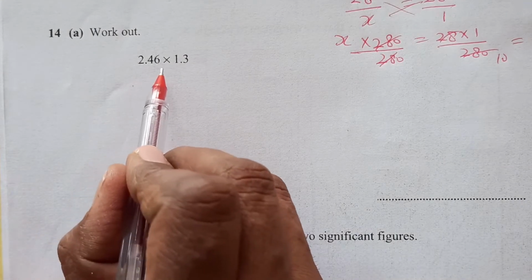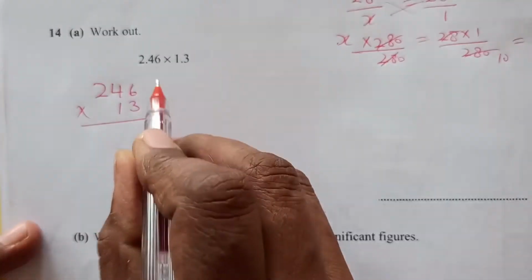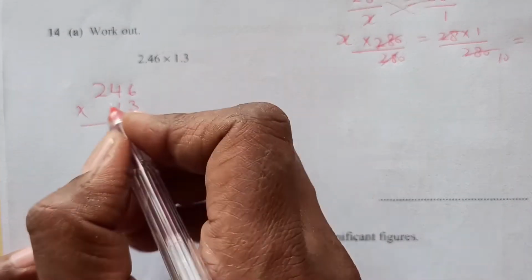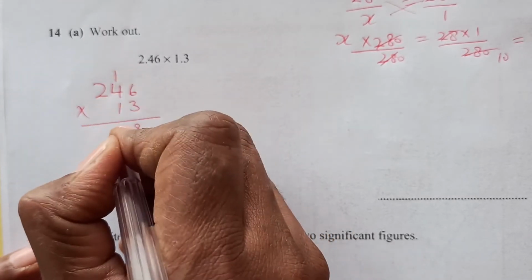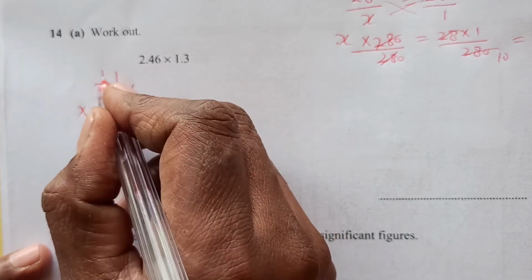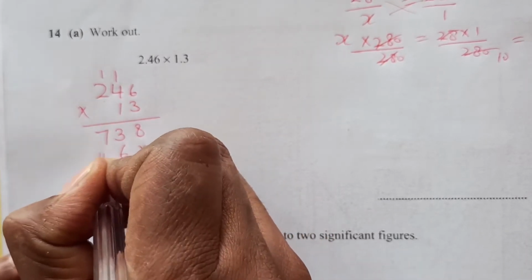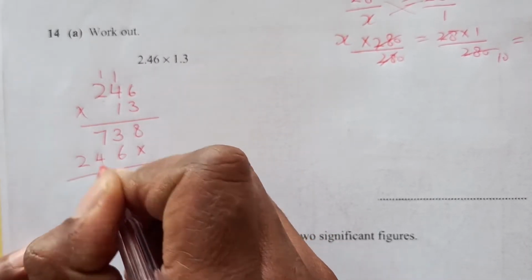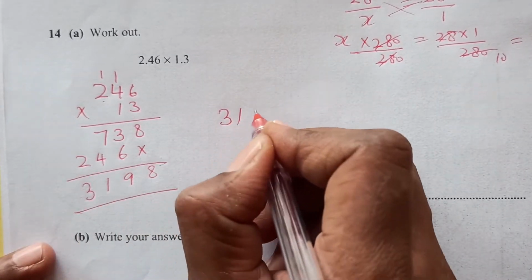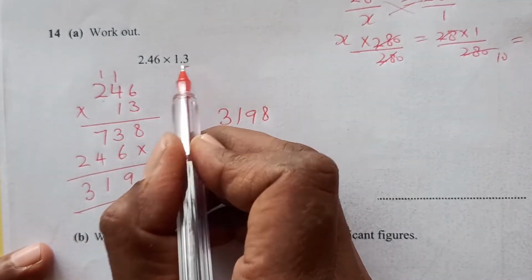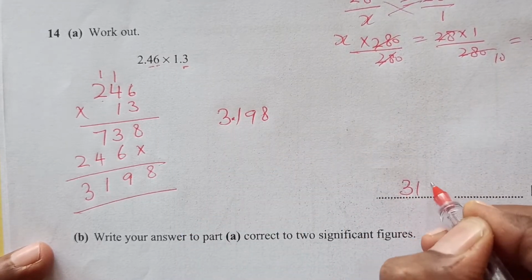Now work out. So you see we have a simple multiplication here: 246 times 13. We will not carry decimals first. We're just going to multiply the numbers. 3 times 6 is 18, carry 1. 3 times 4 is 12 plus 1, 13. Carry 1 again. 3 times 2 is 6 plus 1, 7. And with 1 it will remain the same. 8, 9. Now our answer is 3198, and the decimal places are 1, 2 and 3. So we'll count from here 1, 2 and 3. 3.198.